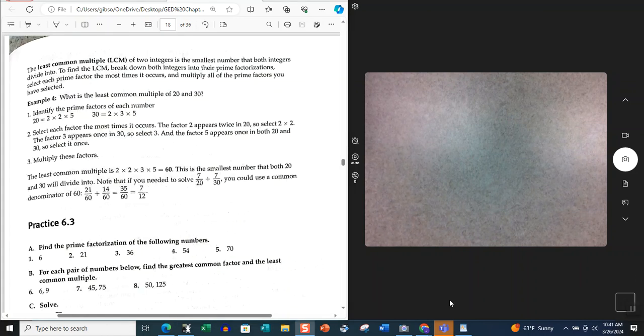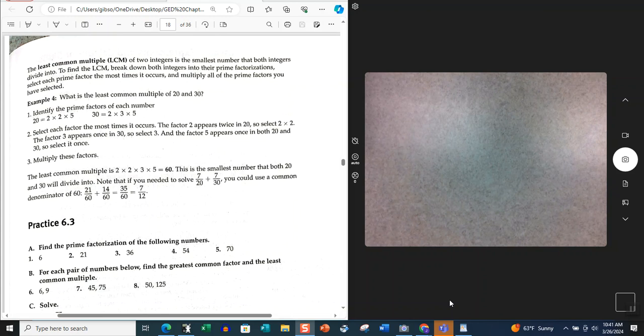Okay, now we go on to the next page. Now we come to what is called the least common multiple. The LCM of two integers is the smallest number that both integers divide into. To find the least common multiple, break down both integers into their prime factorization. Select each prime factor the most times it occurs and multiply all of the prime factors you have selected.